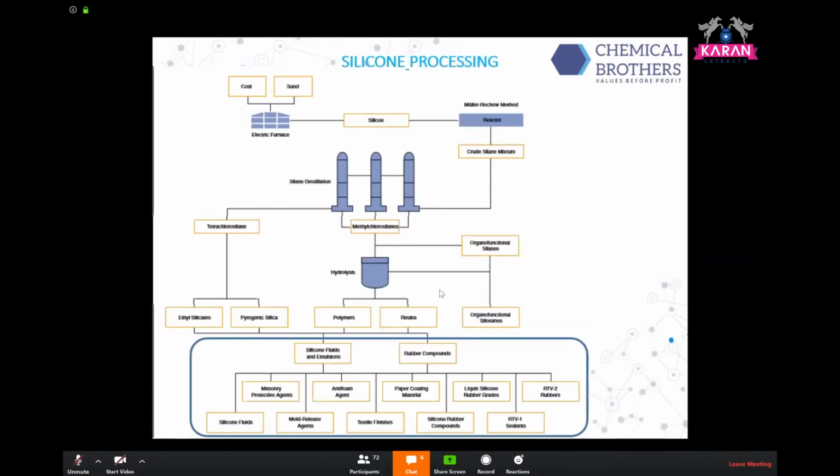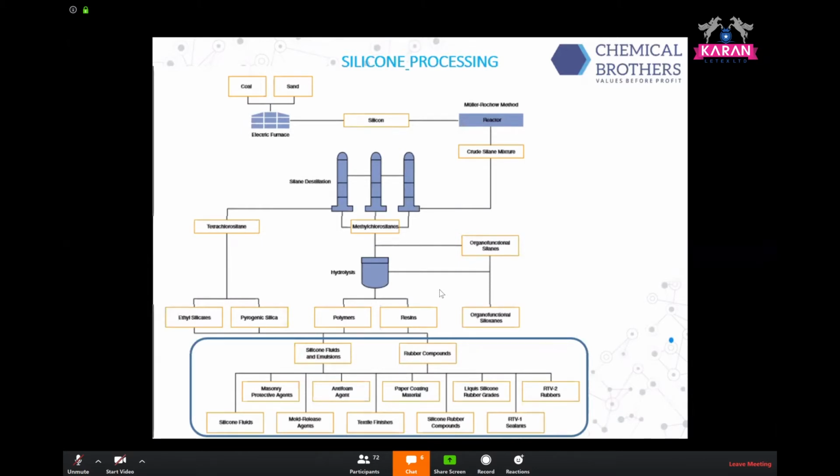Moving on to silicon processing. I would like to share a little bit about silicon. Silicon is a very abundant element in the earth's crust with unique characteristics. That is why nowadays silicon is consumed in every kind of industry, whether it is personal care, industrial, or medical. Here we have a small flow chart of how silicon is processed.